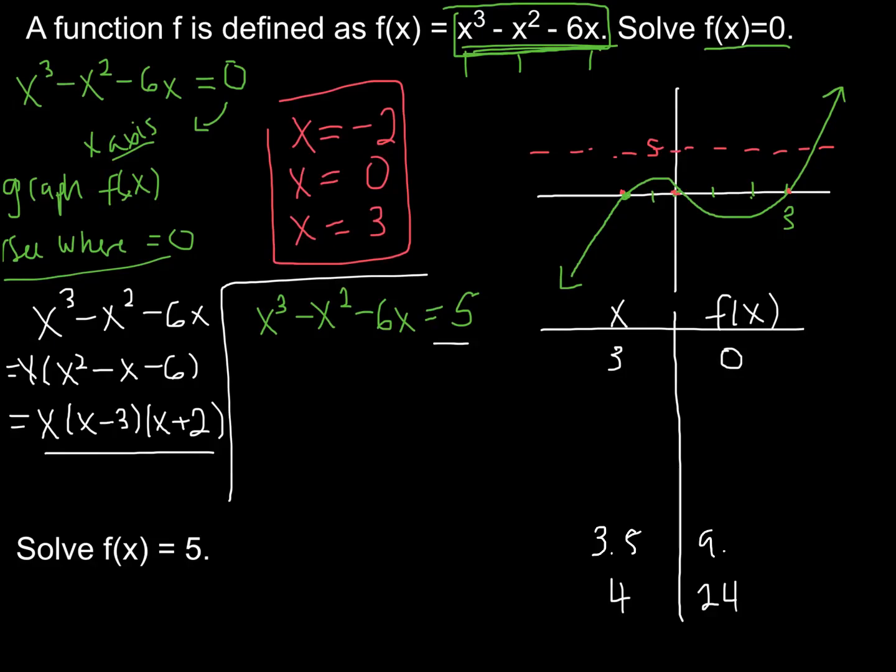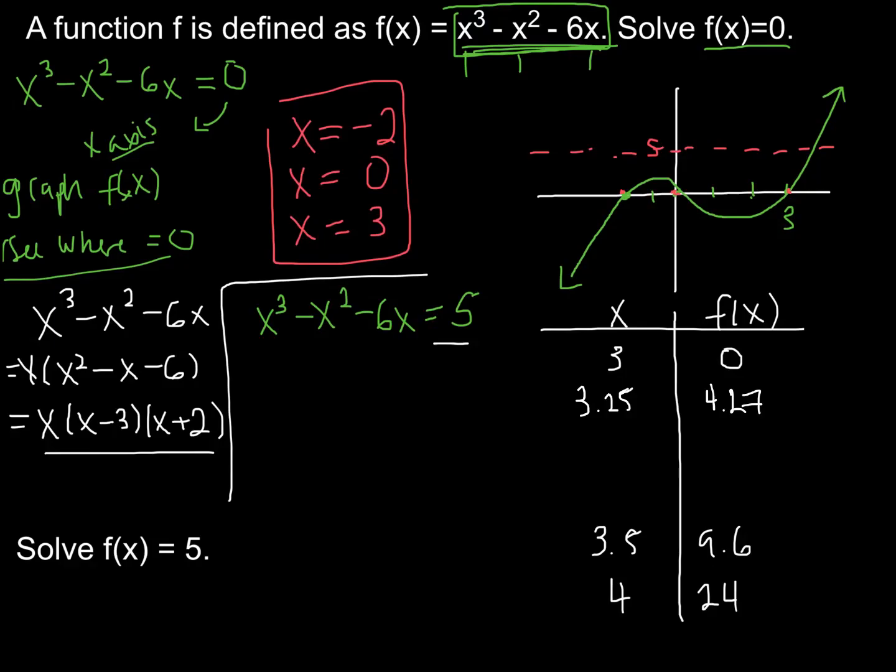You get 9.6. So now let's try some smaller values. And at this point, you may say, okay, well, let's keep splitting the difference. Let's try 3.25. So if you plug in 3.25, 3.25 cubed minus 3.25 squared minus 6 times 3.25, I'm going to end up getting 4.27 or so. So now I'm below. I'm at 4.27. Okay, so we're getting closer.